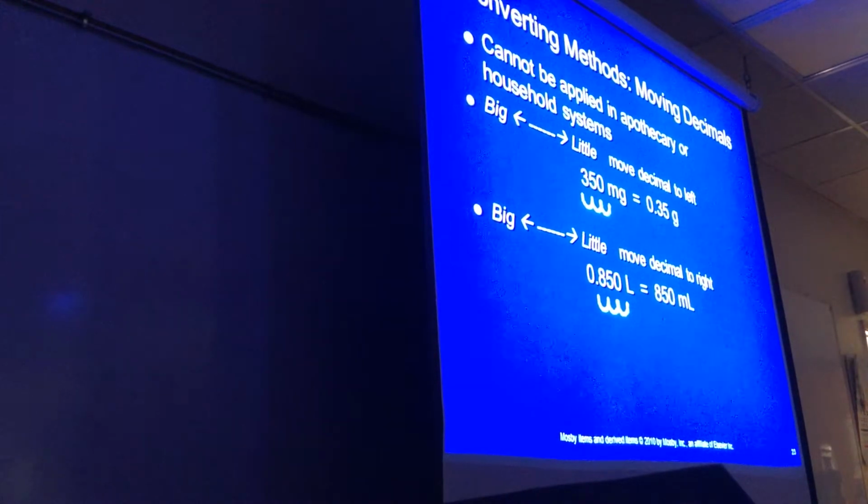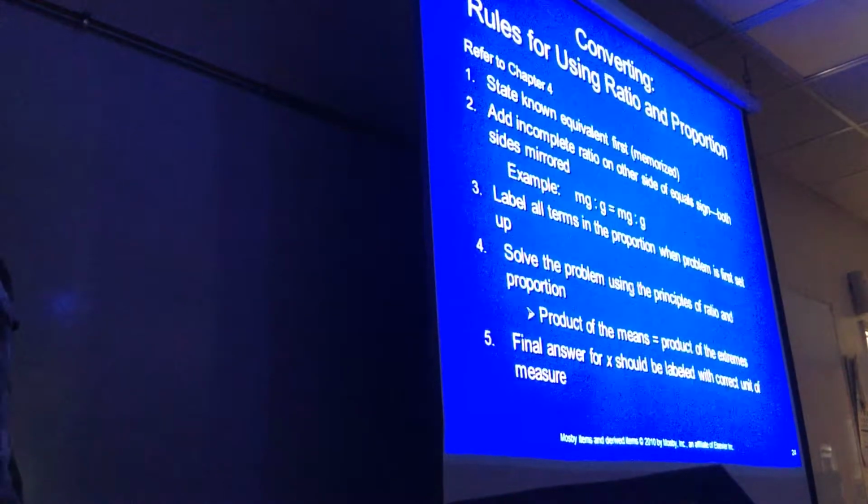So when it comes to moving decimals, we mentioned this in the last chapter, we can move the decimals if they're both metric. If we're going from grams to milligrams, liters to milliliters, we can move that decimal. But I can't go from teaspoons to ounces by moving the decimal, right? I can't go from pounds to grains using just the decimal, okay? So you have to understand that the decimal moving only applies to the metric system.